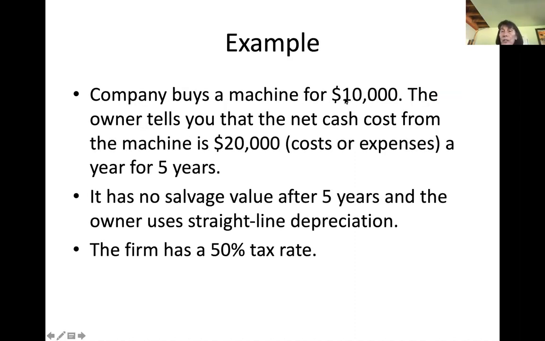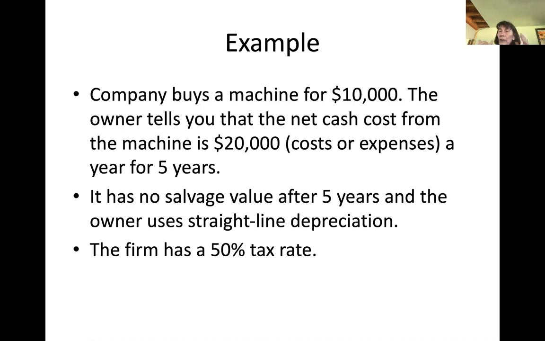Another type of option is if you have a machine, it costs you $10,000, just like a car. A Rolls-Royce, a Hyundai, they both provide transportation services. The question is, which one is cheaper to get the same transportation services? So if the owner says, well, this thing cost me $20,000 a year in cost for 5 years, how do we analyze that? Well, all we're going to do is figure out which machine is the cheapest one.